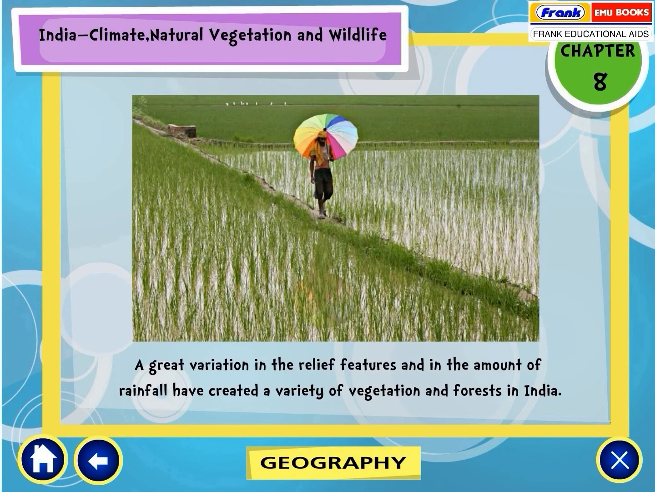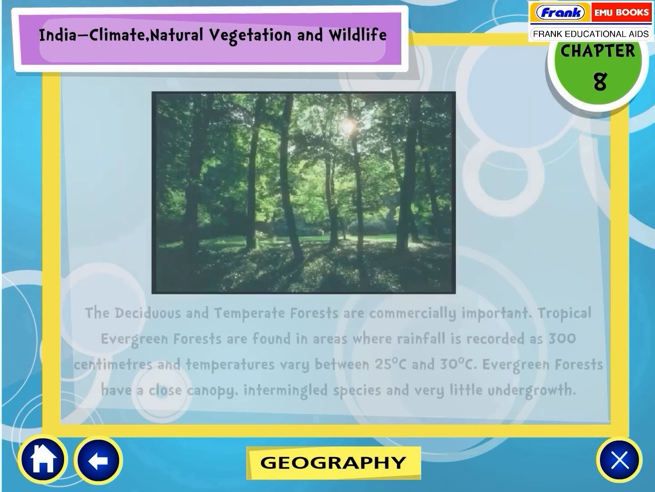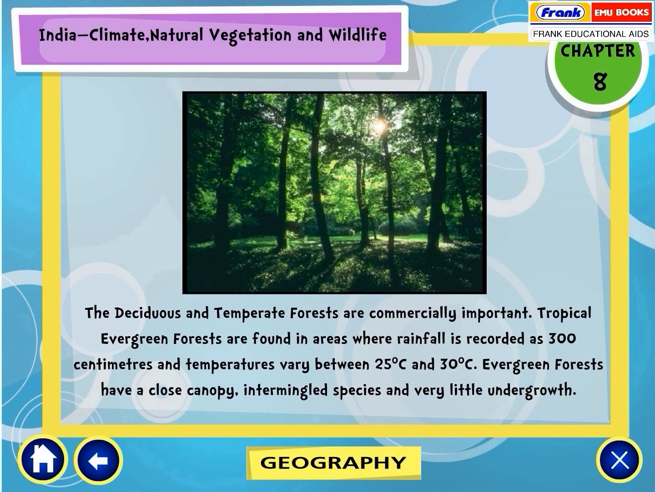A great variation in the relief features and in the amount of rainfall have created a variety of vegetation and forests in India. The deciduous and temperate forests are commercially important. Tropical evergreen forests are found in areas where rainfall is recorded as 300 centimeters and temperatures vary between 25 degrees Celsius and 30 degrees Celsius. Evergreen forests have a close canopy, intermingled species, and very little undergrowth.